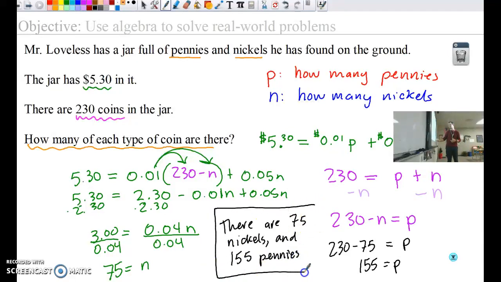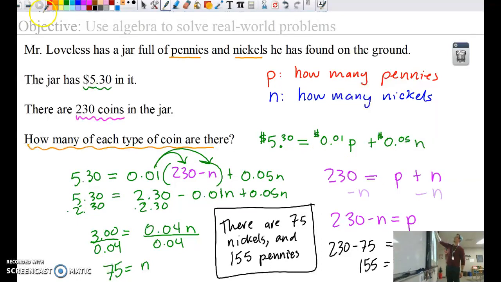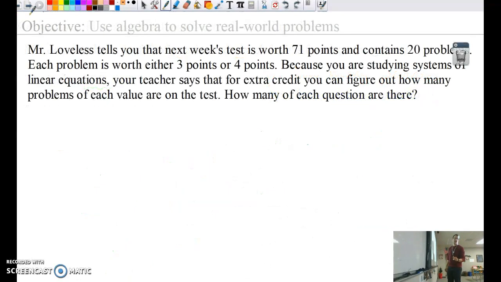Make sure to write your answers in a complete sentence. If you're curious whether you did something right, you can always plug these values back into one of these equations and see if you got the right answer. If I'm going too fast, make sure you can rewind and rewatch the video. Let's look at the next question.